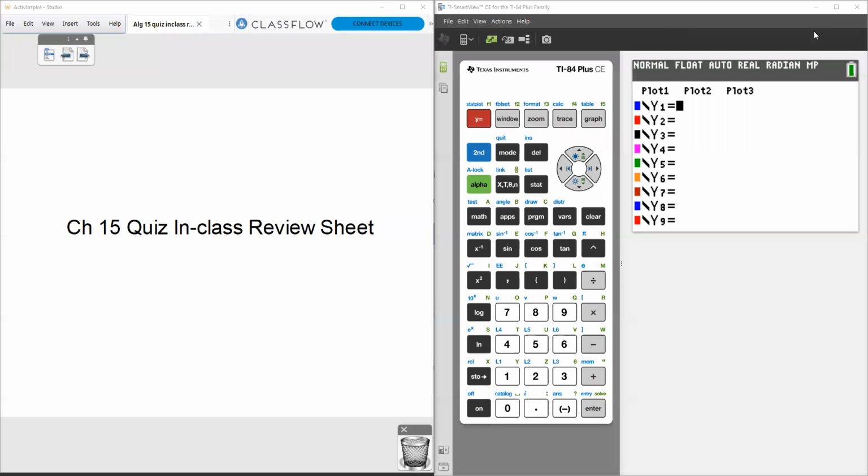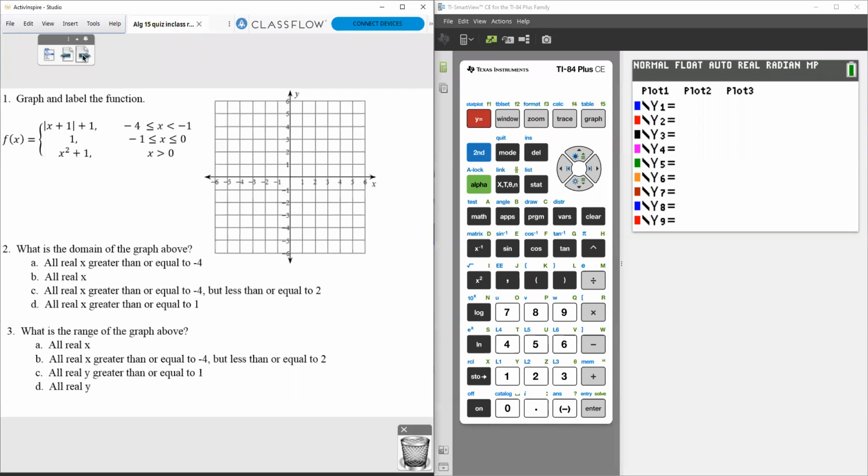This is the review for the Chapter 15 quiz for Algebra. In question number 1, it says graph and label the function. Make sure that you label your function. A very, very common mistake in this section is to not label it. Make sure that you label it after you graph it.